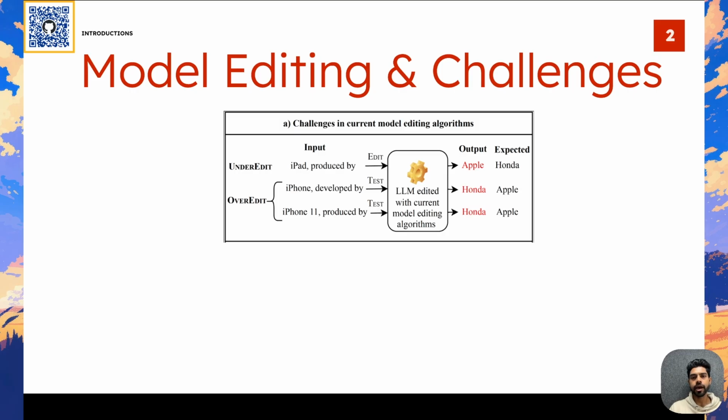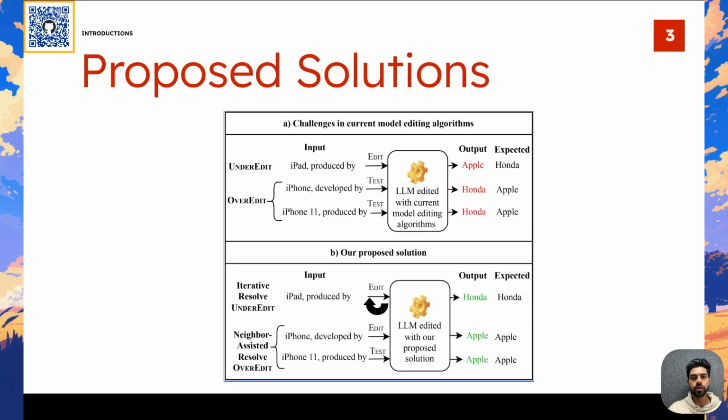These challenges are demonstrated in this given example, where an edit to update the producer of iPad from Apple to Honda fails, which we categorize as UnderEdit. On the other hand, OverEdit signifies the unintended change to the neighboring knowledge, like the developer of the iPhone. To overcome these challenges, we propose two complementary solutions: iterative and neighbor-assisted model editing.